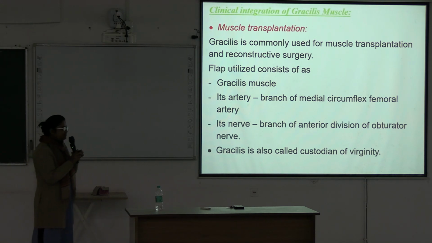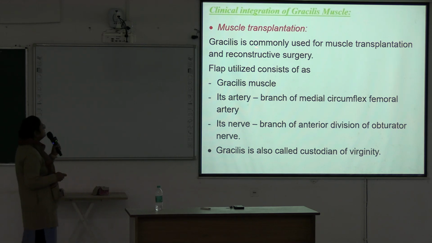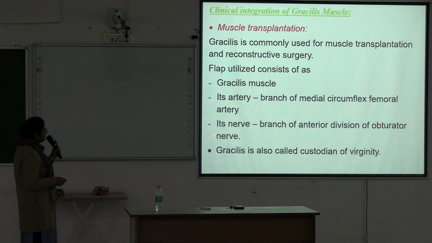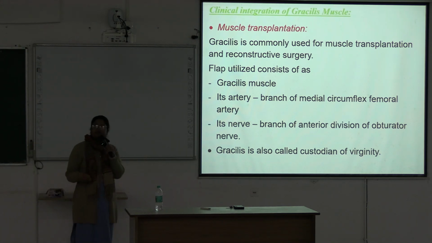Okay, so the gracilis muscle is commonly used for muscle transplantation or reconstructive surgery. The flap consists of gracilis muscle, its arterial supply is a branch of the medial circumflex femoral artery, and its nerve supply is a branch of the anterior division of the obturator nerve. Gracilis is also called the custodian of virginity. It lies on the medial aspect of the thigh.